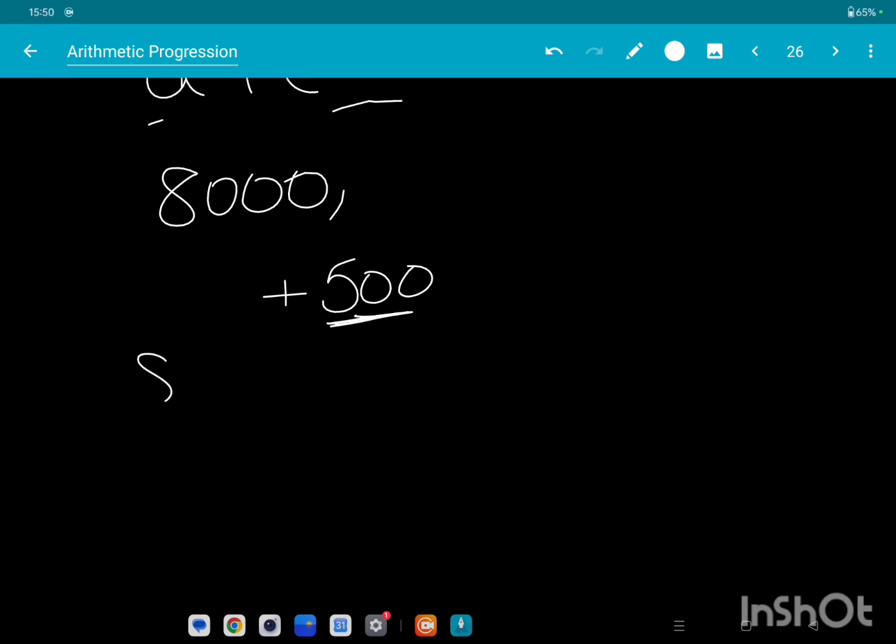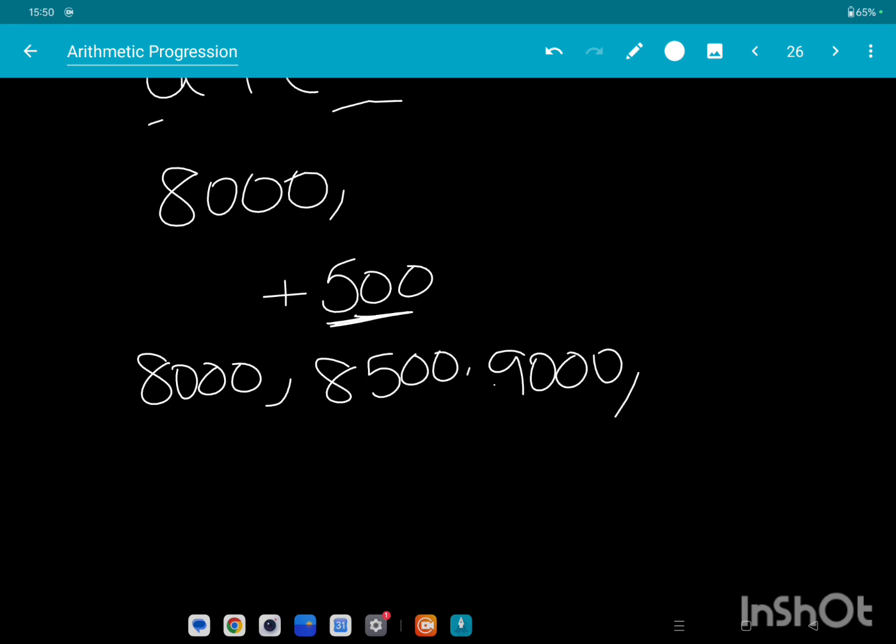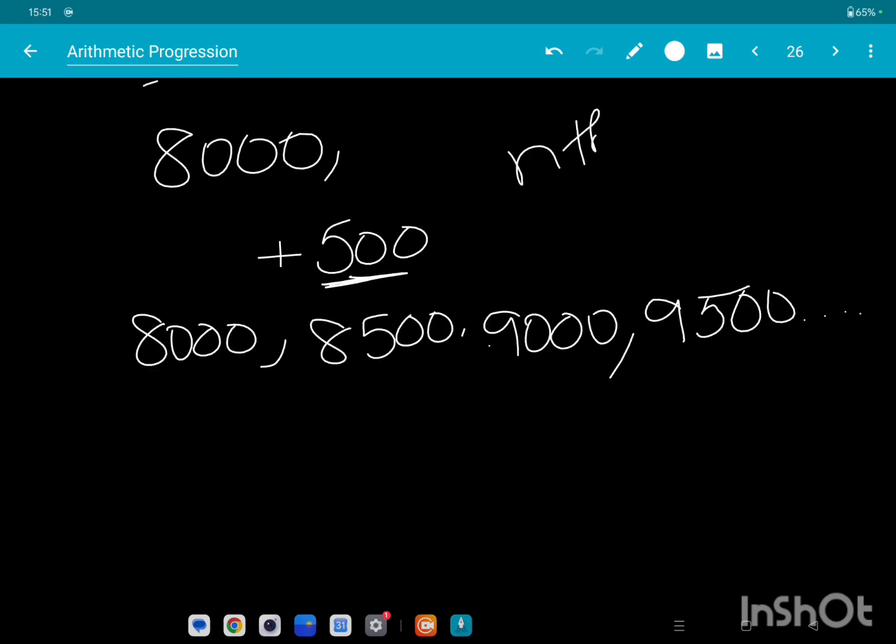Let's say the first year the salary is 8,000, and the second year my salary will be 8,500, and the third year my salary will be 9,000, and the fourth year my salary is 9,500, right? In the same way, the salary is increasing. Now, if you want to find how much salary I will get after 10 years, then how can you find that? Find out by using the nth term formula.